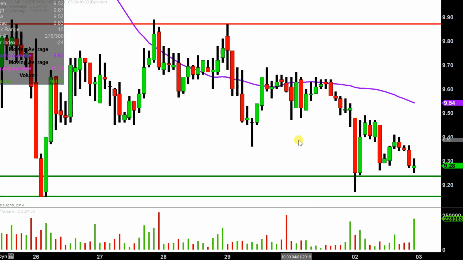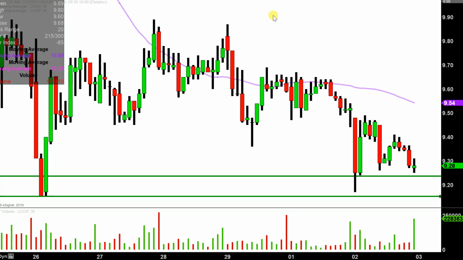But to be fair and to give credit where credit's due, so far so good. $9.25 is that initial area of support. In the event the price starts to bounce back upwards, actually, let me just get rid of that line. Sure, that level pertains, just not relevant anymore.